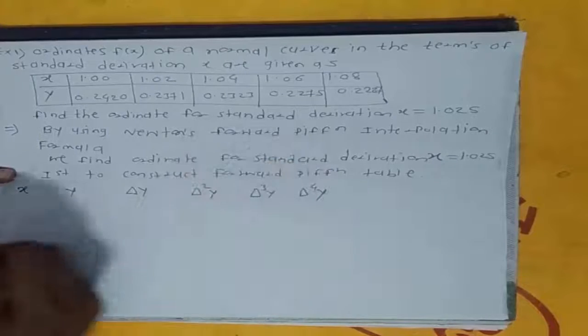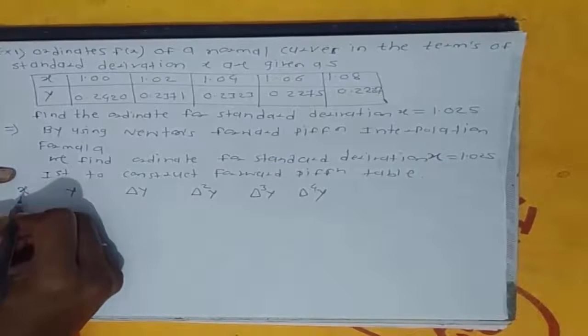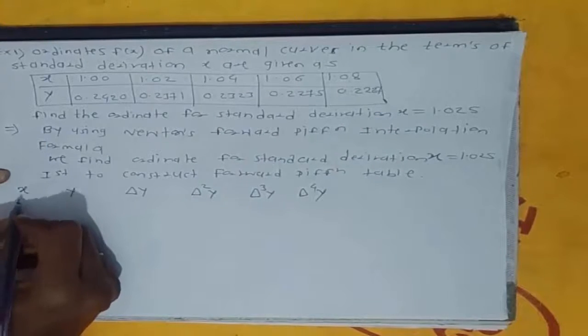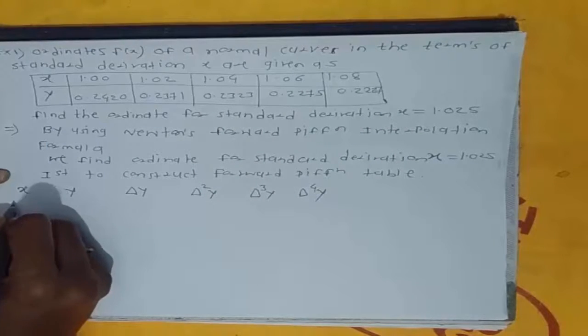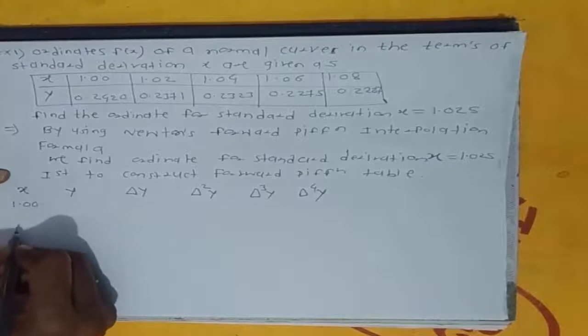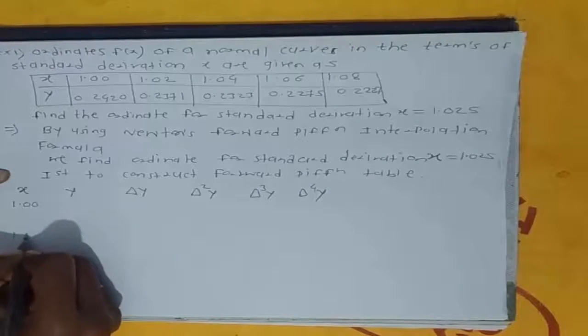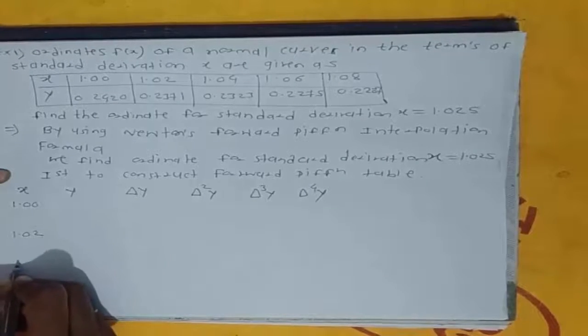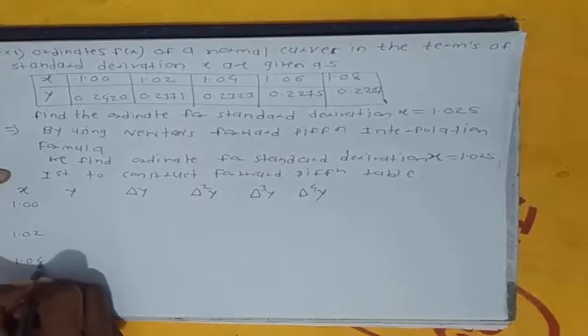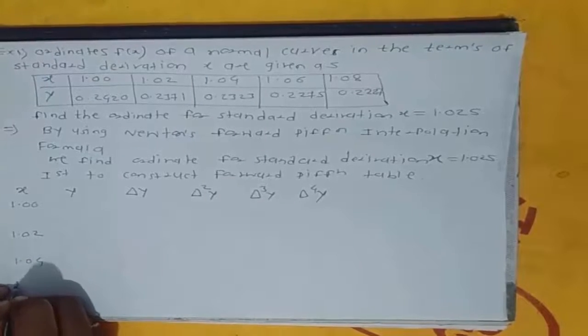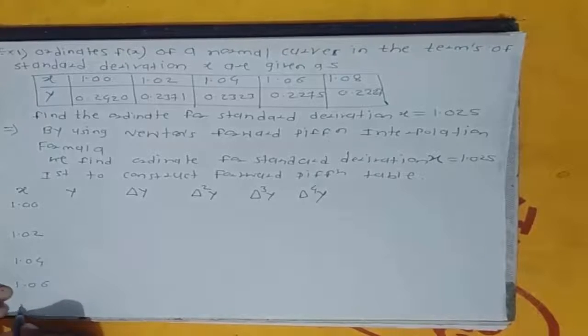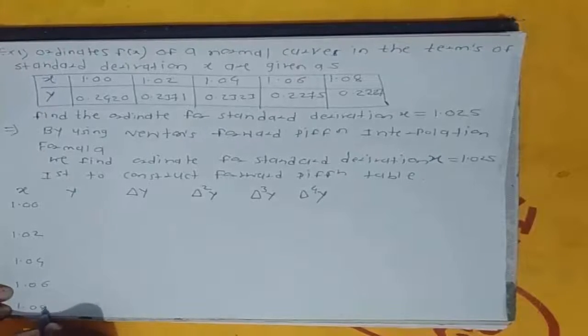So we use the Newton's forward difference interpolation formula, because we have to know that Newton's forward difference interpolation formula is useful only when the values of x are equally spaced. Okay, so we write here the values of x: 1.00, then the next value 1.02, then 1.04, 1.06, and last one is 1.08.